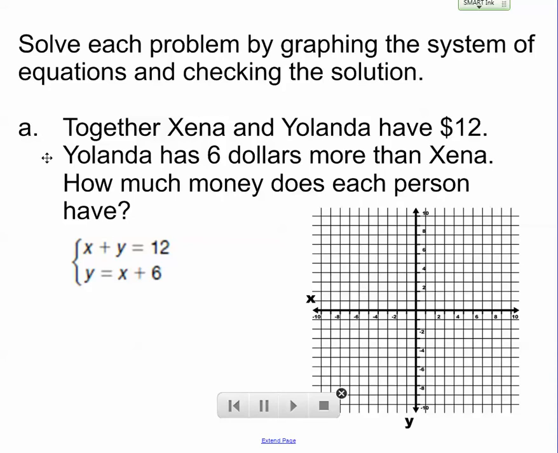So here we have a situation where together Zena and Yolanda have $12. And there's an equation down here that represents that. Zena for X, Yolanda Y. When you add their two amounts of money they have together, they have $12. And then the next one says Yolanda has $6 more than Zena. And there's an equation to represent that. Yolanda has is equal to $6 more than Zena. How much money does each person have?